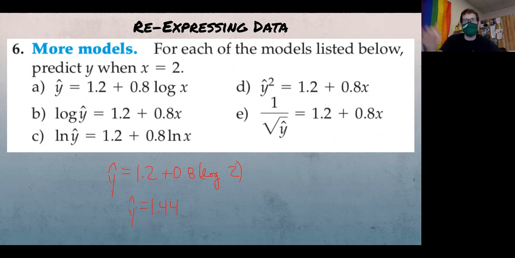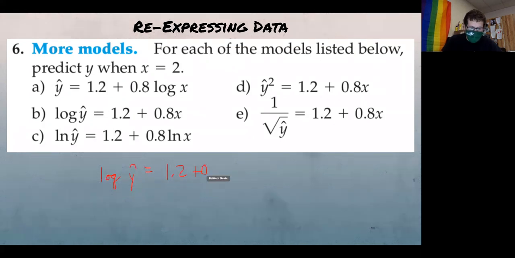There are some people in class who are getting their calculators out now, so make sure everyone has time. This one is fairly straightforward. The next one will be a little less so. Now we've got the log of y hat equals 1.2 plus 0.8 times 2. The right side is very straightforward. So what does that come to when you evaluate the right side? 2.8.